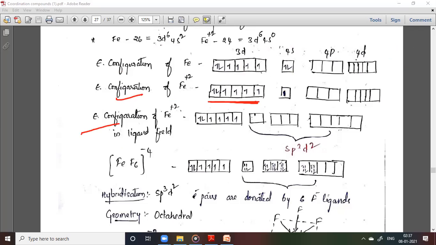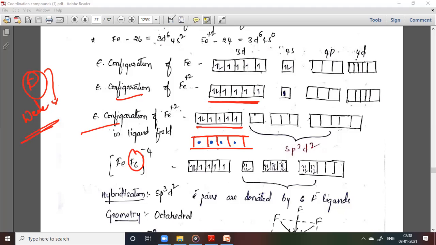Now, whether the ligand is strong field or weak field, this F is a halogen. I already told you that all halogens are weak field ligands. That means definitely it follows Hund's rule. If it is following Hund's rule, the electrons will never pair up together. They stay as they are. So here there are 6 electrons, and these 6 electrons must be filled like this, according to Hund's rule: 1, 2, 3, 4.